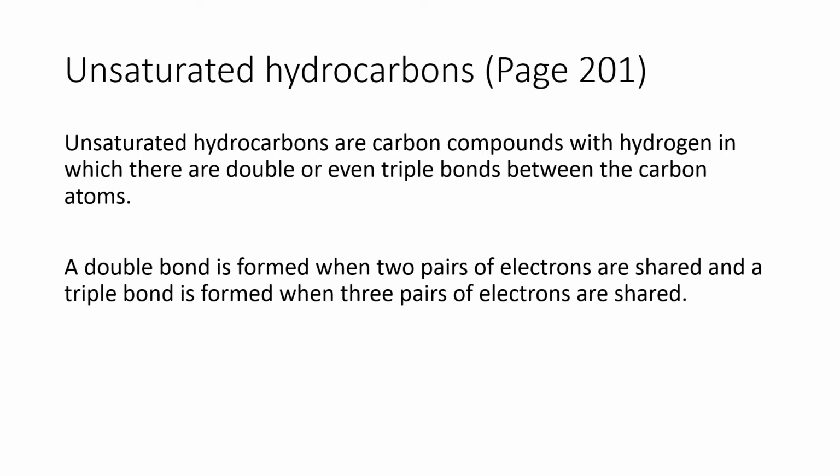If you look at this diagram and we talk about unsaturated hydrocarbons, they are carbon compounds with hydrogen in which there are double or even triple bonds between the carbon atoms. Just bear in mind, if it's a double bond between the carbon atoms, two valence electrons are shared. If it's a triple bond, three valence electrons are shared. A double bond is formed when two pairs of electrons are shared, and a triple bond is formed when three pairs of electrons are shared. So something for you to think about.